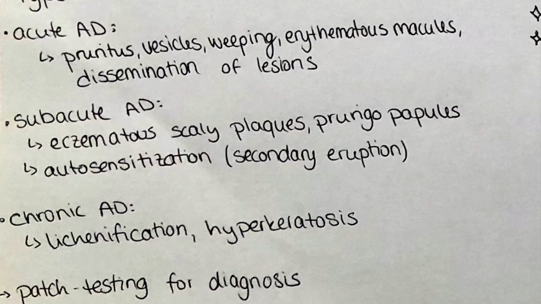Chrome salts, which are part of many construction materials and leather. Cobalt chloride, which is in cement and dyes. Naturally occurring substances used in cosmetics, rubber, glucocorticoids, and many more. In the acute form of allergic contact dermatitis, patients present with a high degree of sensibilization and a high degree of skin penetrance of the allergen, which leads to pruritus, vesicles, weeping, erythematous macules, and dissemination of vesicles.